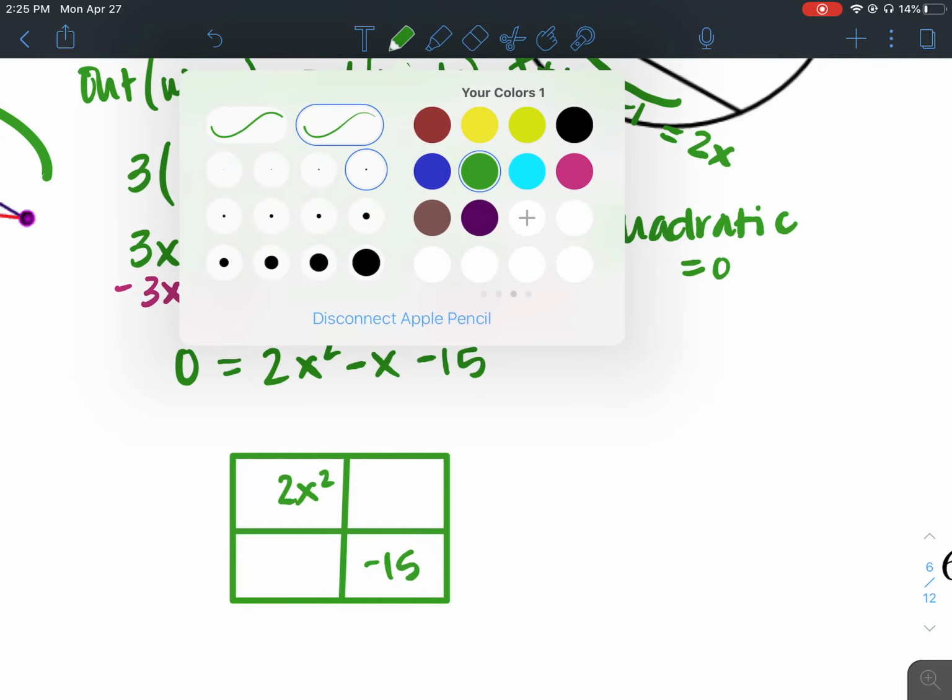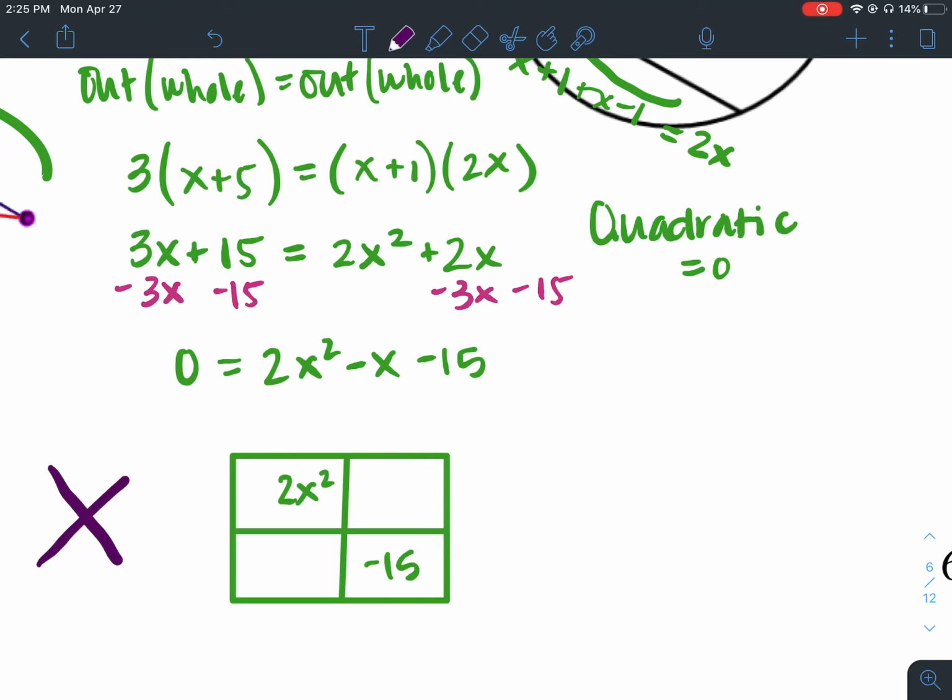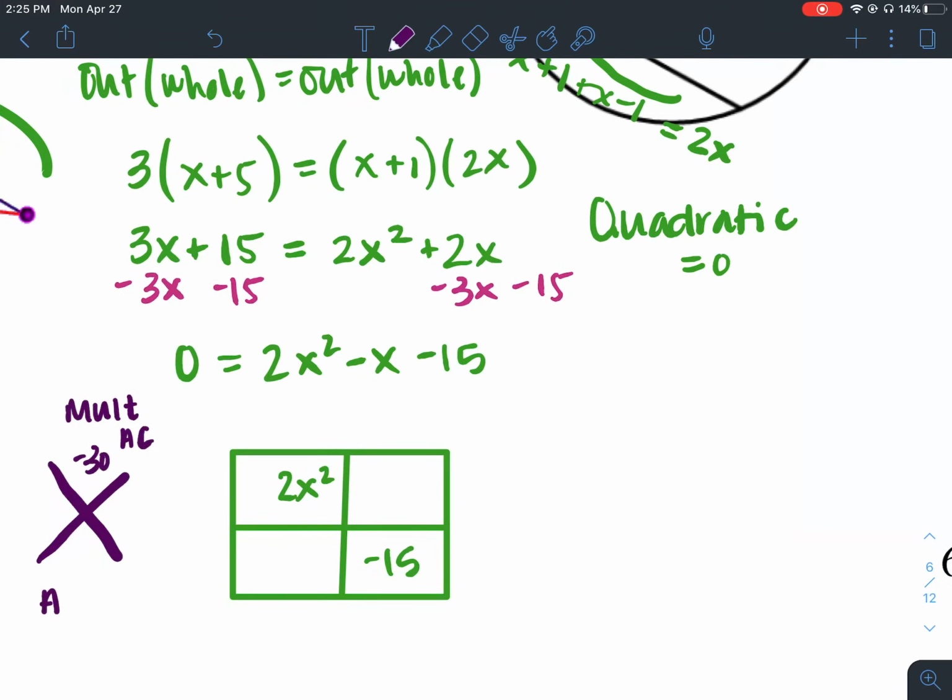To figure out what goes in the other two, I got my x here. My multiply number is negative 30, because remember it's a times c, so 2 times negative 15. My add number is negative 1. So build your list however you want to come up with it. You should get negative 6 and positive 5. So I have negative 6x, positive 5x, and let's do some GCF. So I get negative 6 and an x, 2x, and a 5.